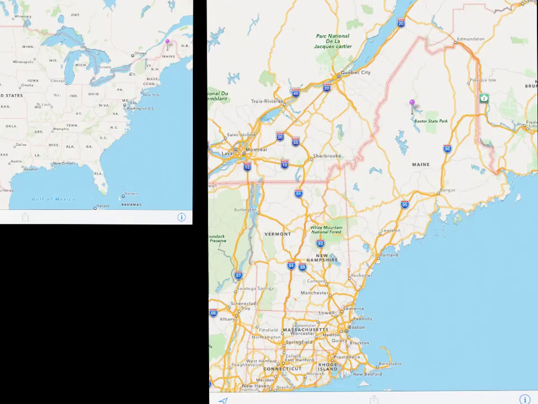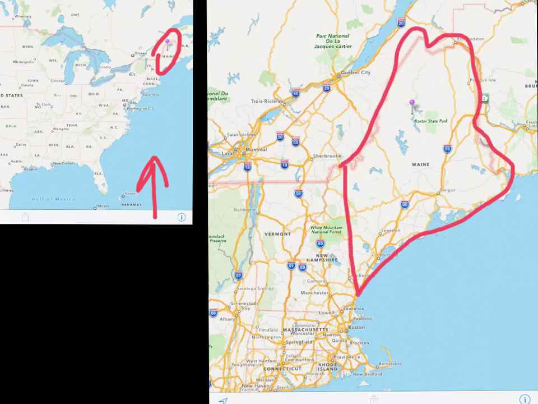Let's look at these two maps to get a better understanding of where our story takes place. In the smaller map, we're looking at the east coast of the United States, and here's Maine up here in the upper right corner. Here's a slightly larger map of the state of Maine. Get an idea of what it looks like.